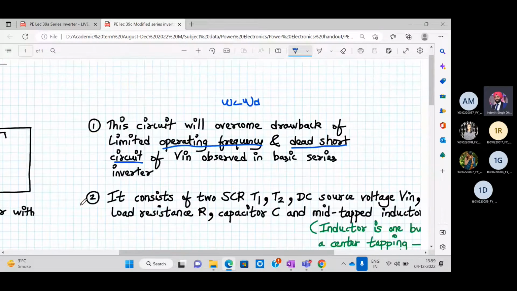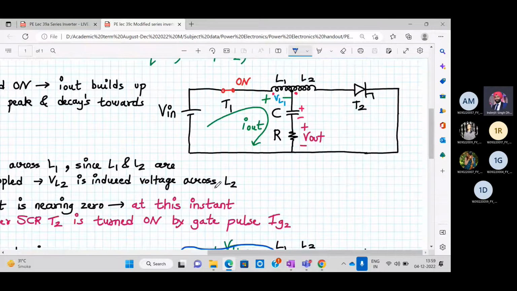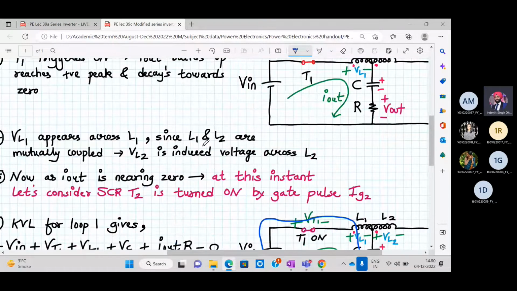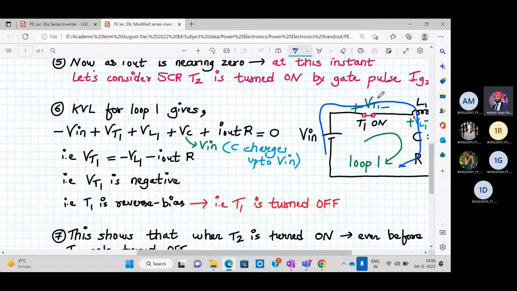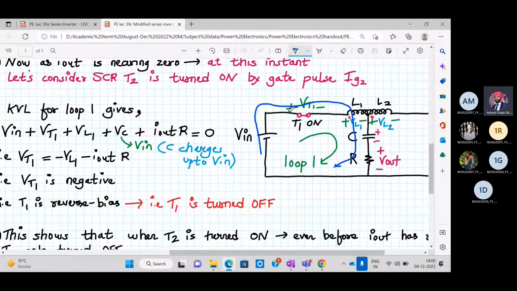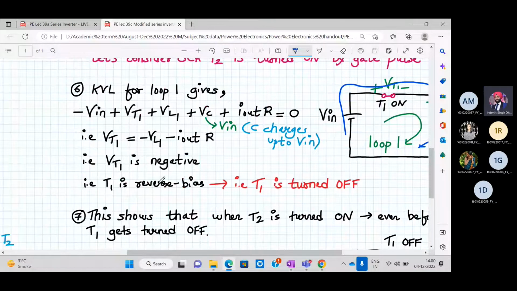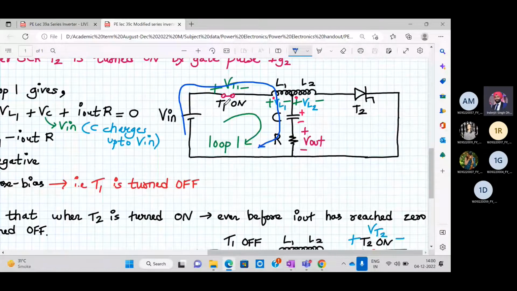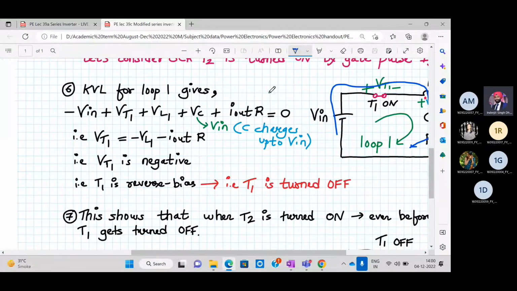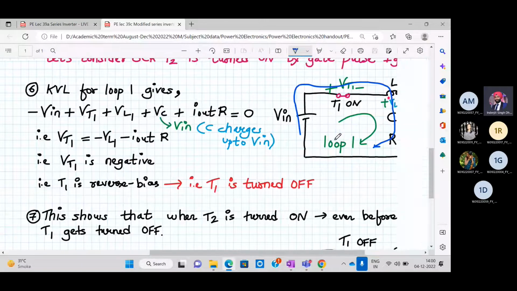So as soon as your T2 can be triggered, that's what I'm explaining. As soon as your T2 is triggered on, because of the voltage being negative at VT1, it will immediately turn off. That's what the equation is telling you, right? So now T2 is on and T1 is also on. But T1 being on, your VT1 becomes negative immediately under these conditions.